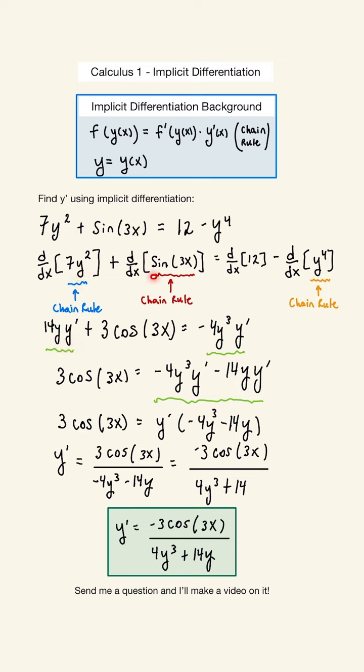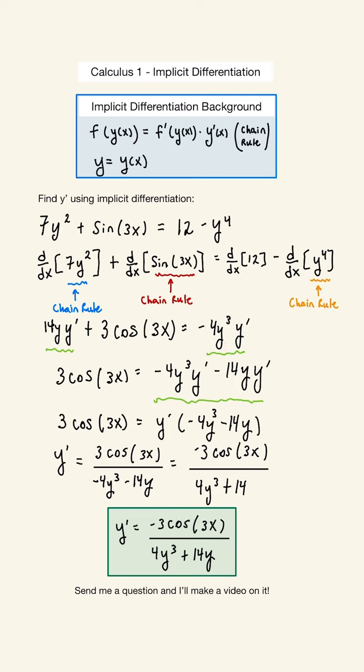The second term, sine of 3x, we'll use the chain rule to take the derivative of the outside term sine, which will give us cosine. We'll leave the inside term alone, and then we'll take the derivative of the inside term, which will give us 3. So we're left with 3 cosine 3x. Like I said earlier, this 12 will go to 0. And then on the fourth term, we'll do the same thing where the 4 will come out in front. We'll have y cubed, y prime.